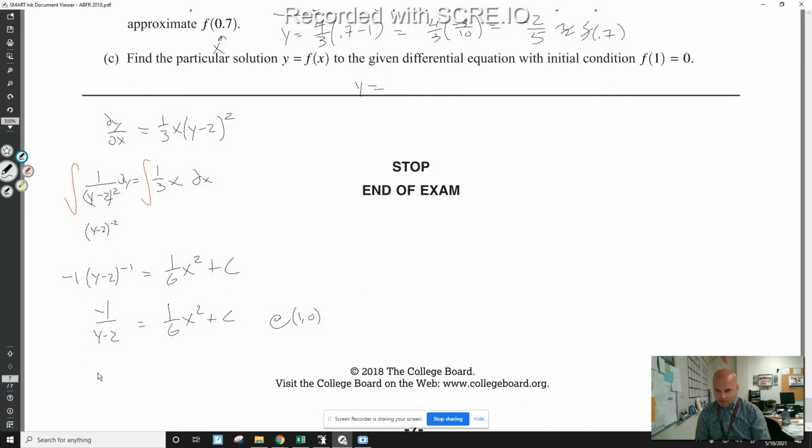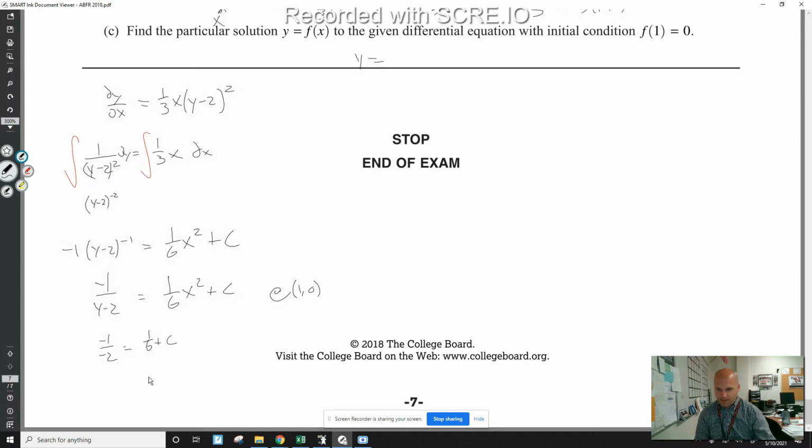So when y is 0, I have negative 1 over negative 2 equals 1/6 plus c. That's 1/2. I'm going to subtract a 6. This is easy enough to do by hand. It's 2/6, which is 1/3. So I get what c is. I'm going to move this over here. I got negative 1 over y minus 2 equals 1/6 x squared plus 1/3.